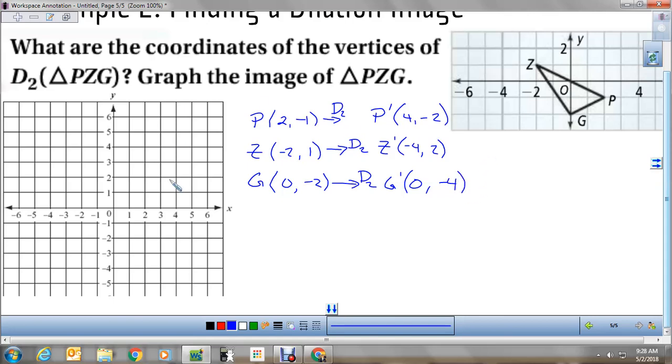So let's take a look and graph our original points, and then you can see how it's dilated. We have G down here at 2, 0. We have P, which is at 2, negative 1. And then we have Z, which is at negative 2, 1. So we'll draw our line here, connect the dots.